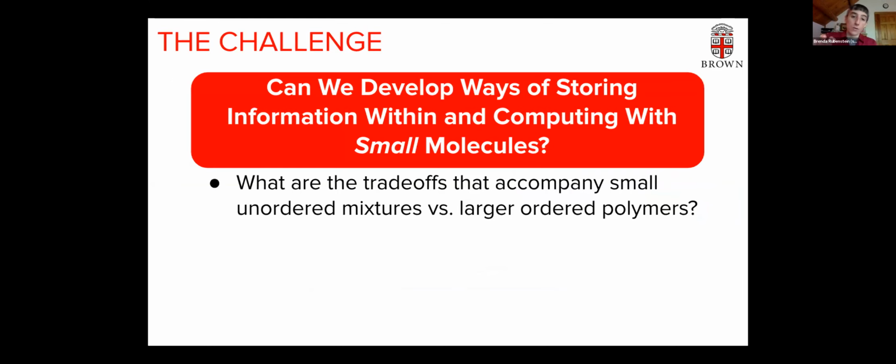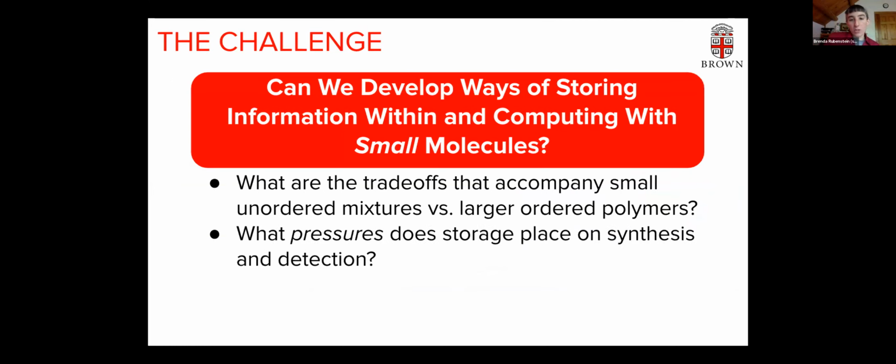So what we'll see is that when you use small molecules, you're talking about unordered mixtures of molecules instead of ordered polymers. You'll also see that these kinds of computing and storage tasks put huge amounts of pressure on the kinds of synthesis and detection that we can do. And so whenever you need to store information, you have to do some amount of synthesis. So I'll talk about what that actually looks like for small molecules.